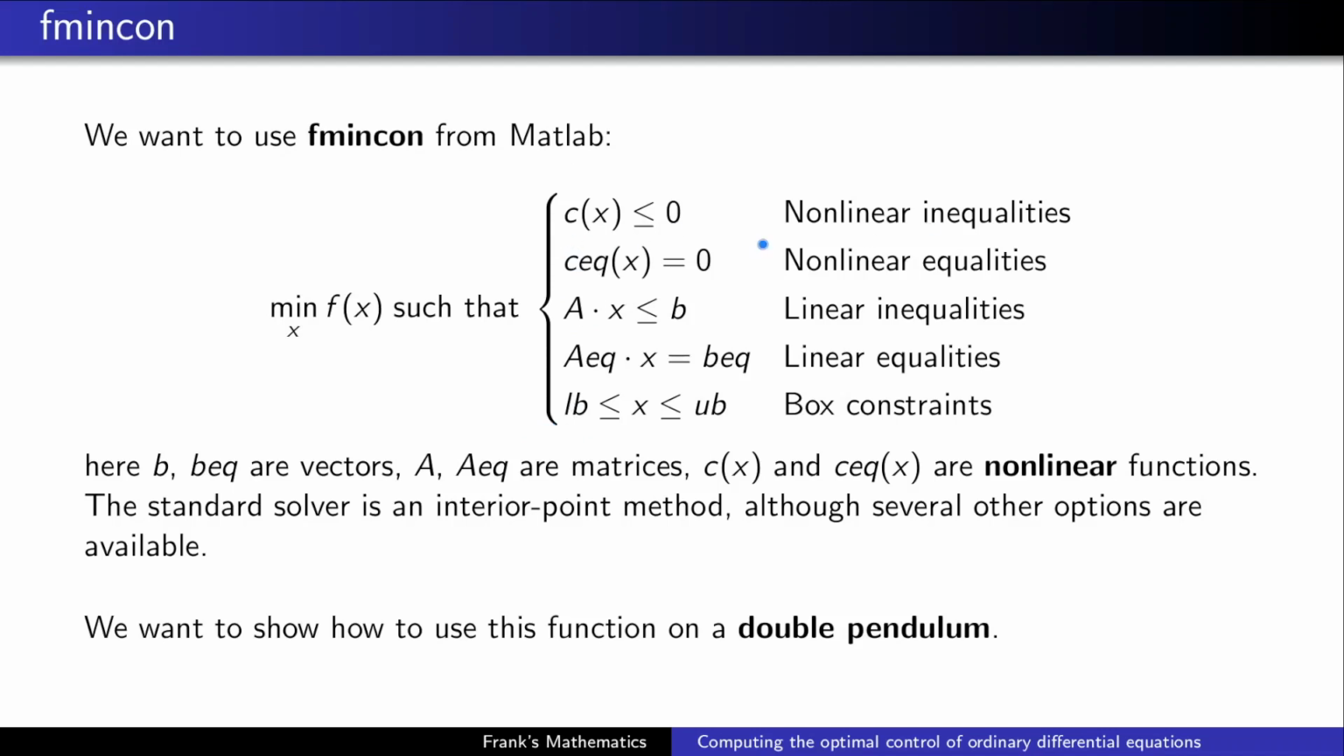The first ones are nonlinear inequalities and equalities: c and ceq, eq for equality, are nonlinear functions, which allows us to model nonlinear inequalities and nonlinear equalities. Number 3 and number 4 are, again, linear inequalities and linear equalities. Of course, every linear inequality can be put into a nonlinear inequality, but then you lose a lot of information. If you know that you only have linear equalities or linear inequalities, you can do a lot more because you have a lot more information.